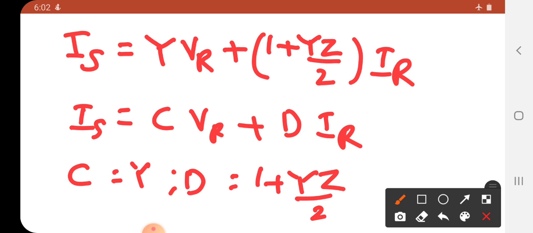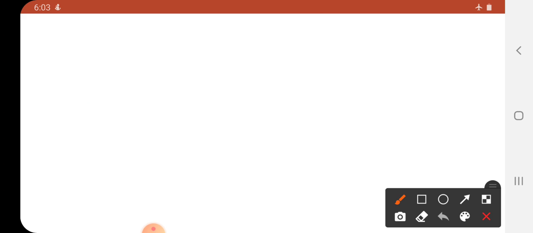Yes, already the topic is over. So I want to take this topic to some more extent. That is, in a problem, when they give the values of ABCD constants of a long transmission line, how do you find the values of line impedance and line admittance? Let us do that. From the ABCD, C is equal to Y. So what is shunt admittance? Y is equal to C only.